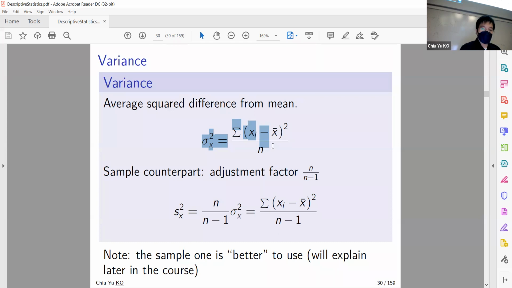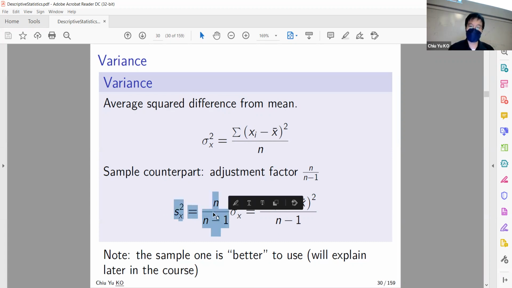Let me repeat the variance again. The variance is the distance from the mean, which we square, then add all observations up, and then divide by the total number of observations. And someone asked immediately in the break why I have this guy, why I need some adjustment factor.